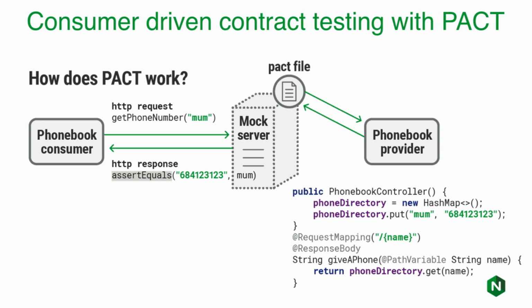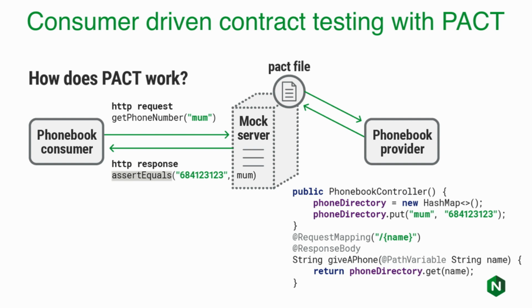So let's see an example. I think it's easier to see it with an example. I was talking about the mom, right? So on the consumer side, on the left, we have the HTTP request get phone number mom, and the expected response is the phone number, 604-123-123. That's not my mom's phone number, so don't try to call her.